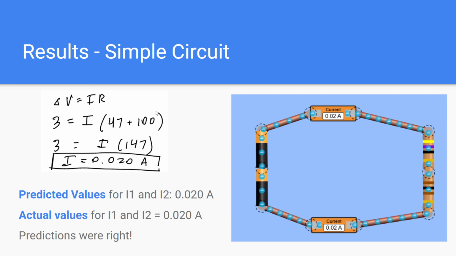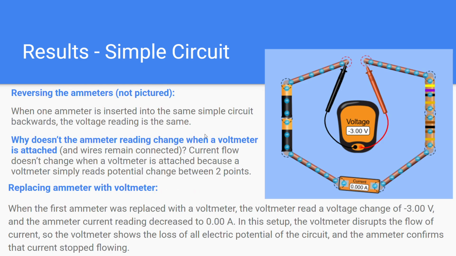So results from this simple circuit experiment, we predicted the values of the current of the ammeters to be 0.20 amps, calculated using the equation delta V equals IR, and the actual values were shown to be 0.20 amps. Our predictions were correct. We also played around with the circuit to reverse the ammeters, flipped them upside down, and the voltage reading was the same. This doesn't change when a voltmeter is attached because current flow doesn't change when a voltmeter is attached, because the voltmeter simply reads potential change between 2 points.